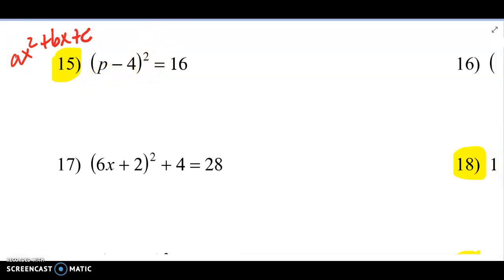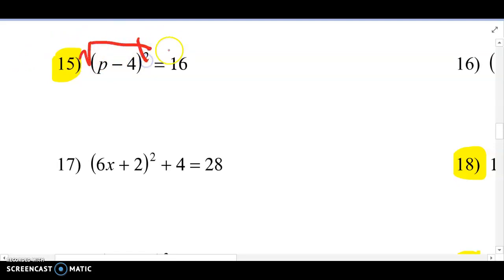Well, these ones are easy because you can actually get rid of the square right now. P minus 4 squared, I can undo that square by taking the square root of both sides. So now all I'm left with is p minus 4 equals the square root of 16. Hopefully you're thinking that's 4, but remember when we take the square root, it's plus or minus 4. Last step is to simply add 4 to both sides.